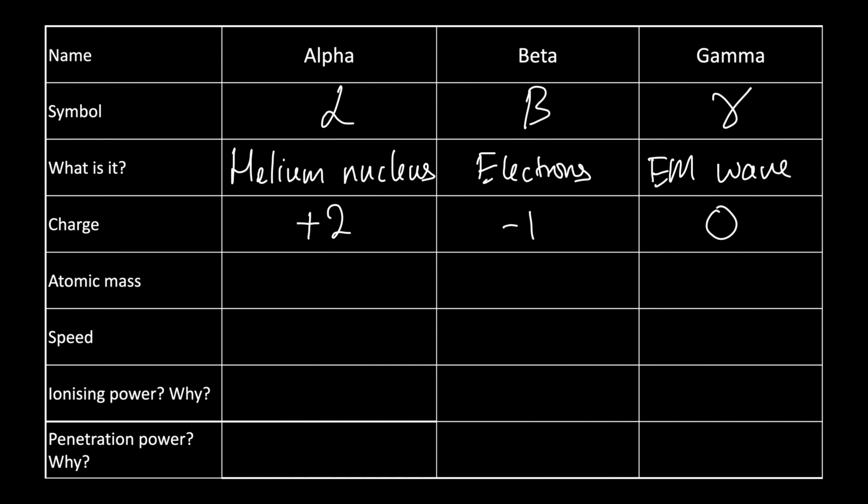In terms of mass, a helium nucleus has 2 protons and 2 neutrons in its nucleus. Therefore, it has a mass of 4. Beta particles are electrons and have a mass of 0.0005. And gamma, as it's simply an EM wave, so like light, it has no mass. Let's take a look at the ionizing power and the speed of each of these types of radiation.